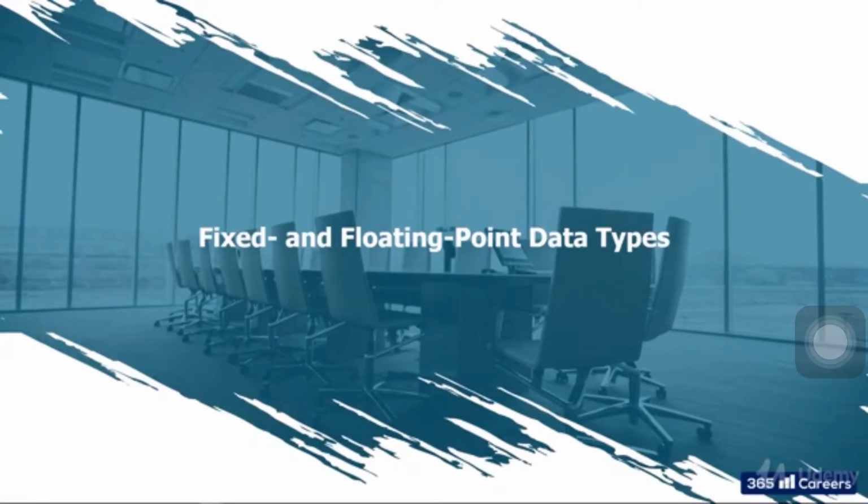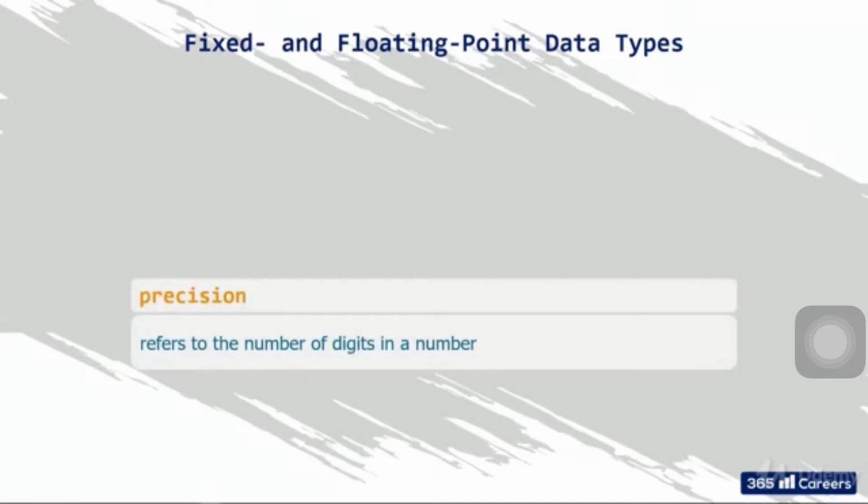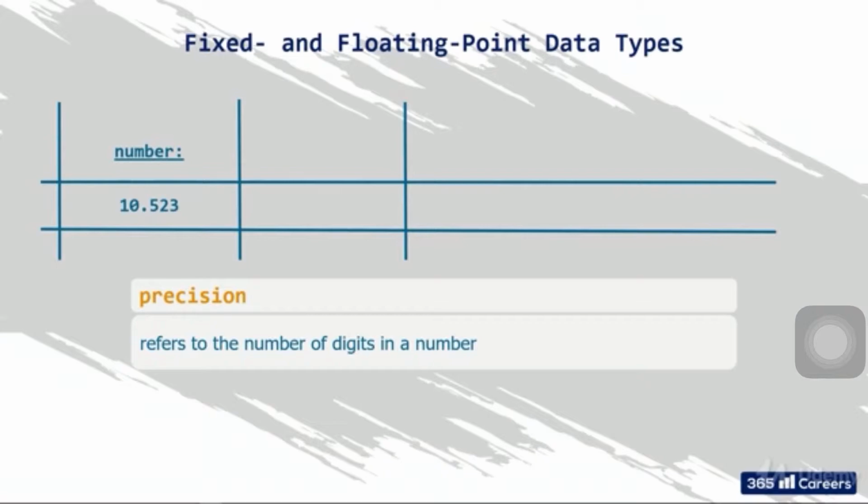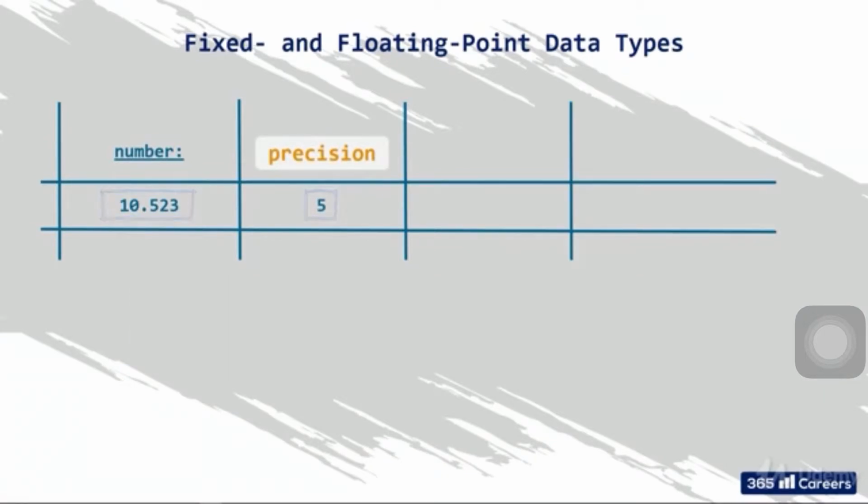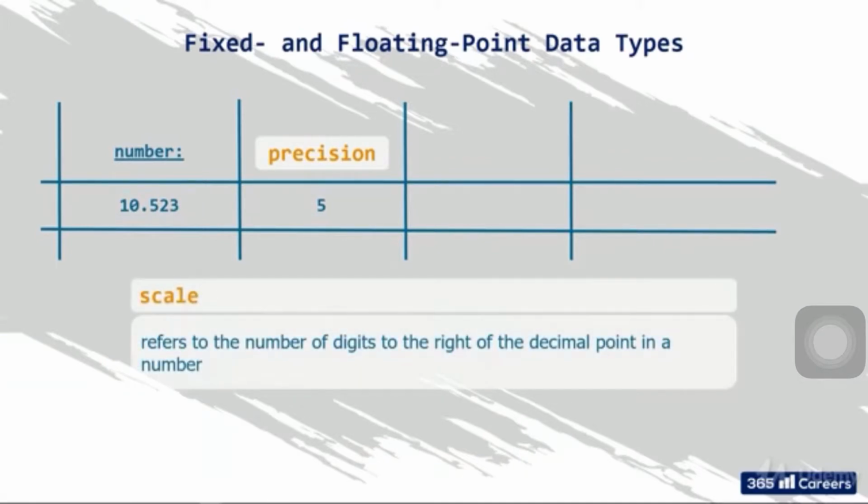All right, excellent. To understand the difference between the various numeric types of data presented in this section, we must become acquainted with the terms precision and scale. Precision refers to the number of digits in a number. For instance, we say that the number 10.523 has a precision of 5. The other term, scale, refers to the number of digits to the right of the decimal point in a number. Therefore, this same number, 10.523, has a scale of 3.